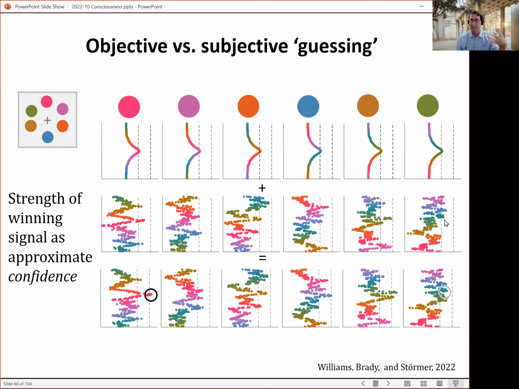So the noise creates differences between the items. But the generative process doesn't have any guessing or anything. There's no objective guessing here. But some of the items are going to feel like you have no idea what the answer is. You're going to feel like you're guessing. You're going to have low confidence in these.